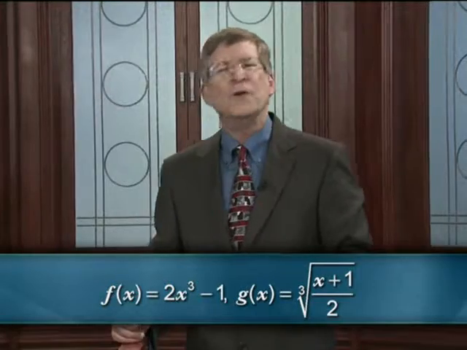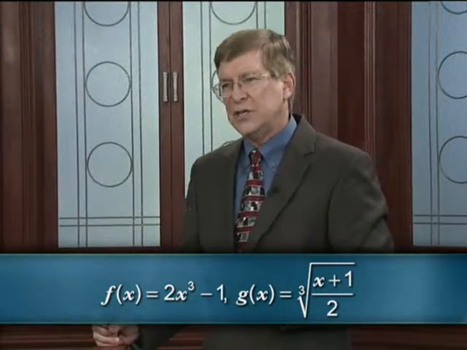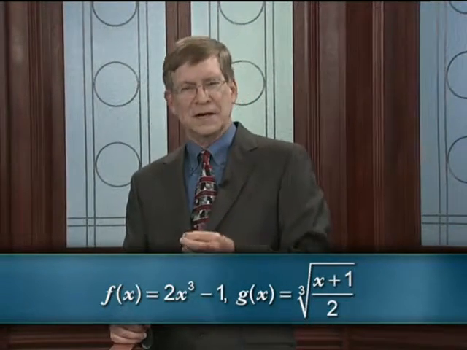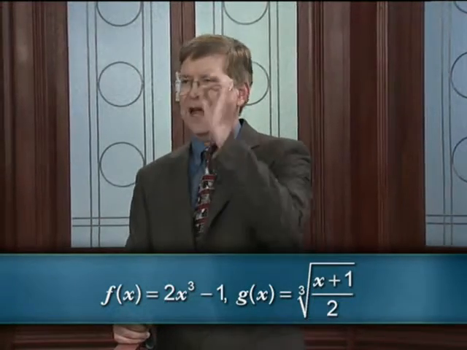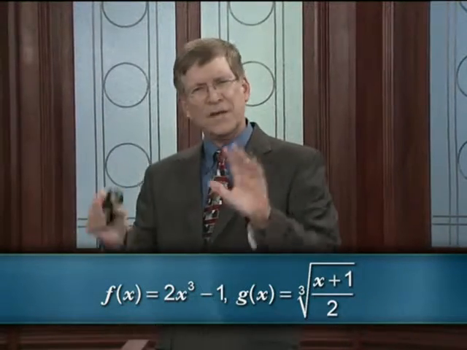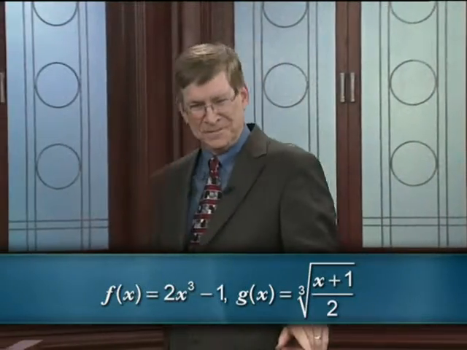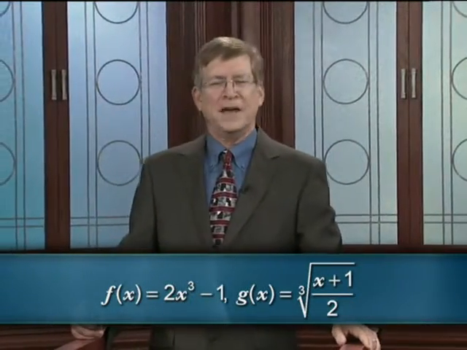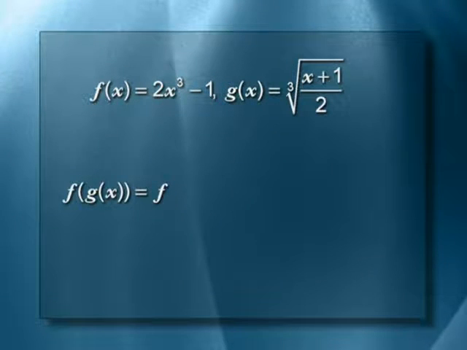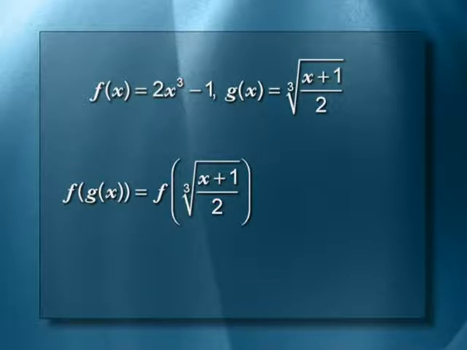Suppose f is 2x cubed minus 1, and g is the cube root of this messy little expression, x plus 1 over 2. So these are two pretty complicated functions. Let's form their composition, f of g of x. So that would be f of, and now what's g of x? G of x is the cube root of x plus 1 divided by 2. Now I apply f to that globular mass inside the parentheses. It's kind of messy, isn't it?